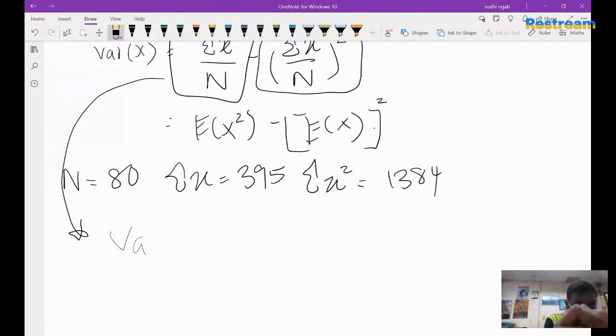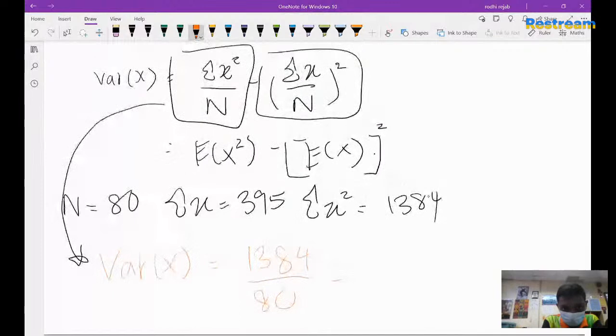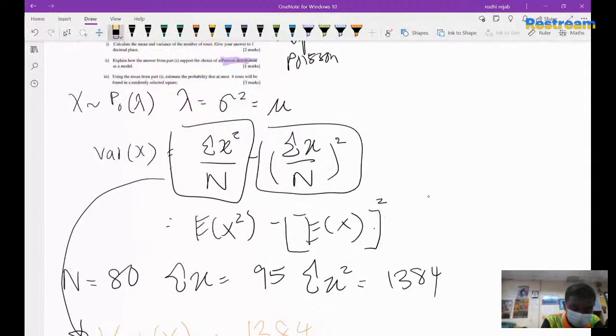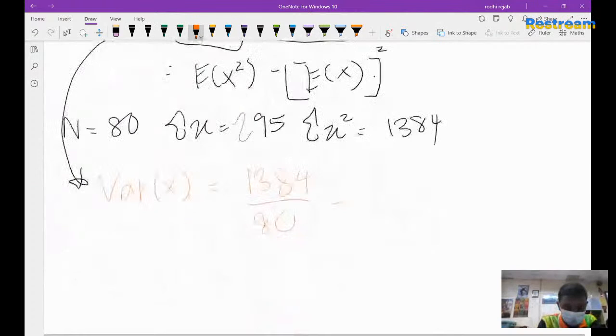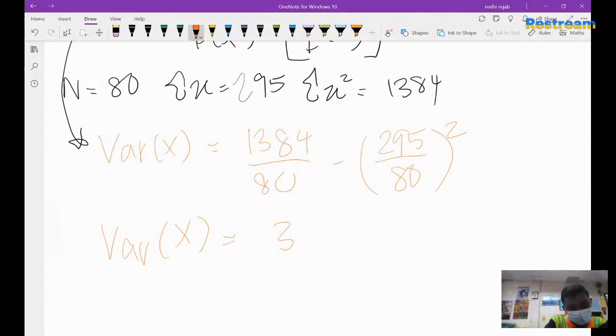So we just substitute the given formula here into our expression, and we should find out that variance of x would be equals to 1384 over 80 minus 295 over 80 squared. If you calculate this, this should be 3.7. Round off to the nearest one decimal point.